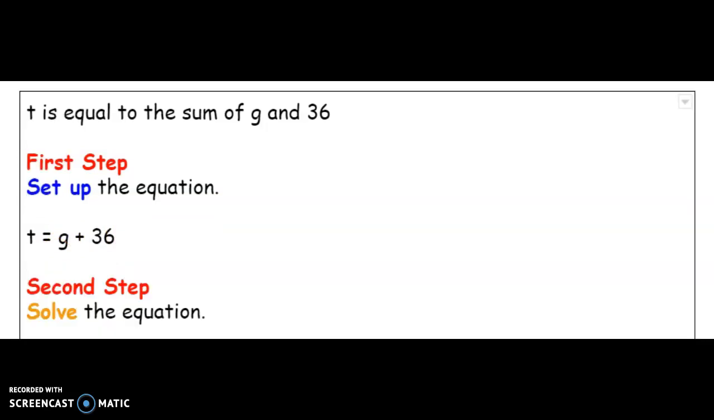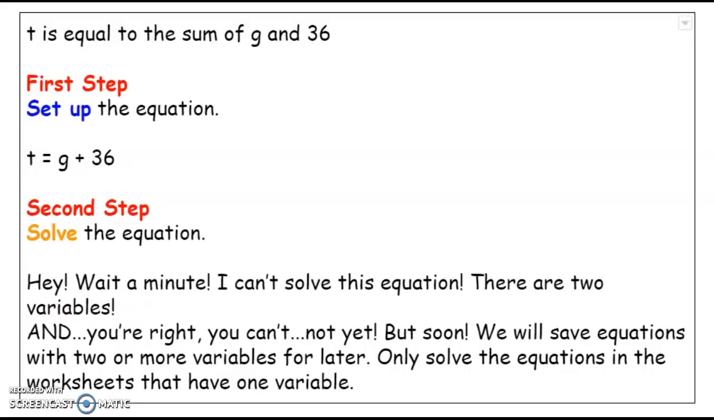Our second step is to then solve the equation. All right, you may have figured out that you can't solve that equation yet because there's two variables. You're right, you can't solve it, not yet, but soon you will, and we're going to save equations with two or more variables for later. So if you have worksheets that have two or more variables in them, just set up the equation. You won't be able to solve it at the current moment in time until we learn more. We'll save that for later on.